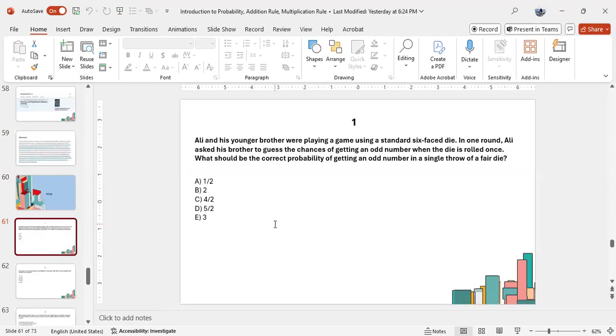Yes, the correct answer is A, because in a standard six-sided die, we have six sides and odd numbers are present on three sides. So probability would be 3 by 6, or in simpler words, 1 by 2.